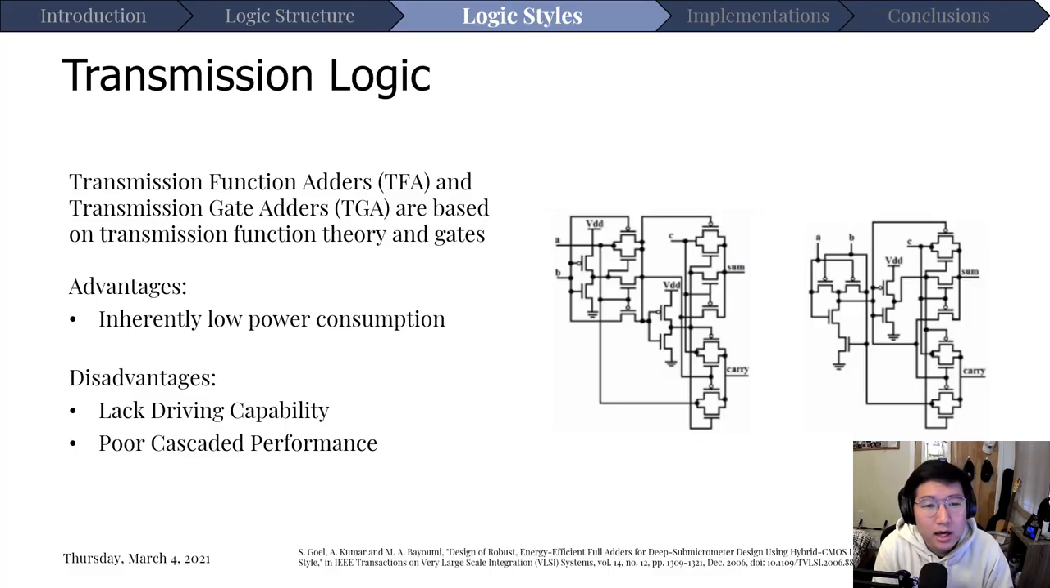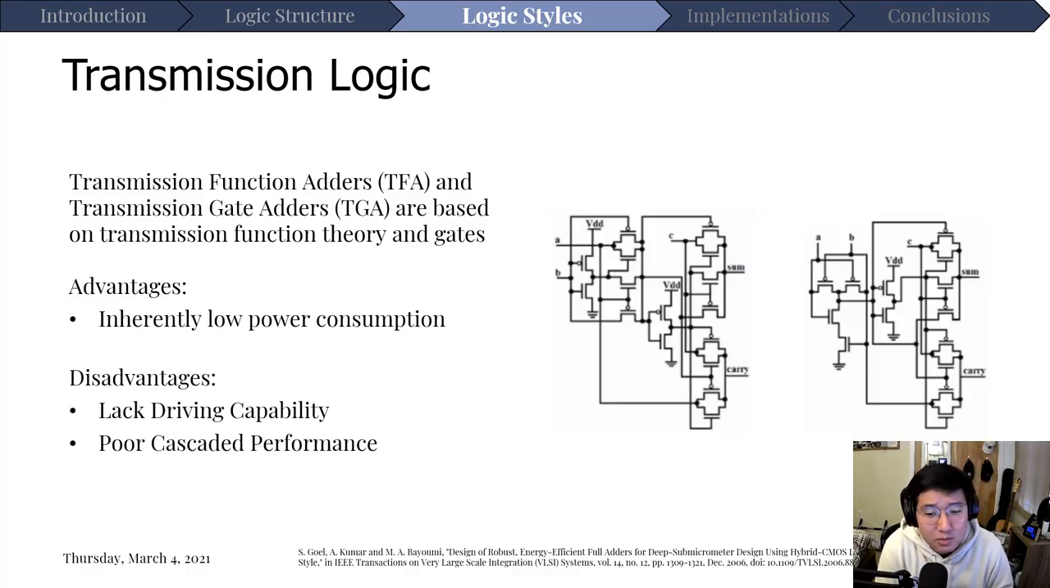We continue on. Transmission logic. We'll talk about this briefly as well because it is an existing logic style. However, in modern adders, it's not really used. It's used in a lot of the earlier adders. It's based off of transmission function theory in gates, and the result is the transmission function adders and transmission gate adders. Because of its usage of transmission theory, it has inherently low power consumption when you compare it at base to many of the other logic styles. However, the disadvantage is that it lacks driving capability when compared to CMOS and CPL or DPL styles.